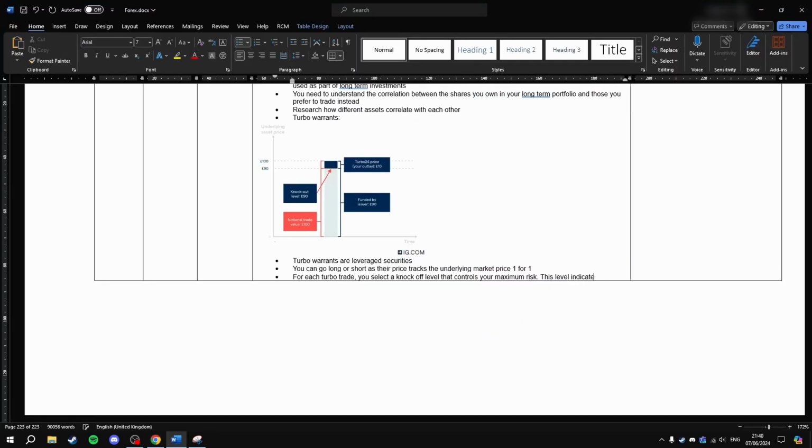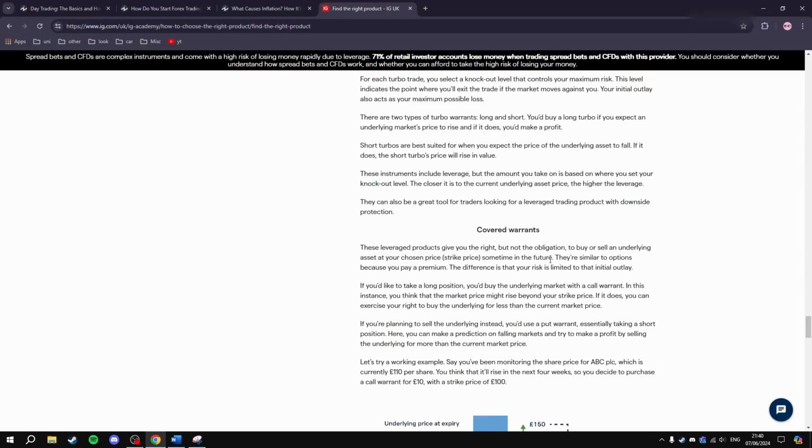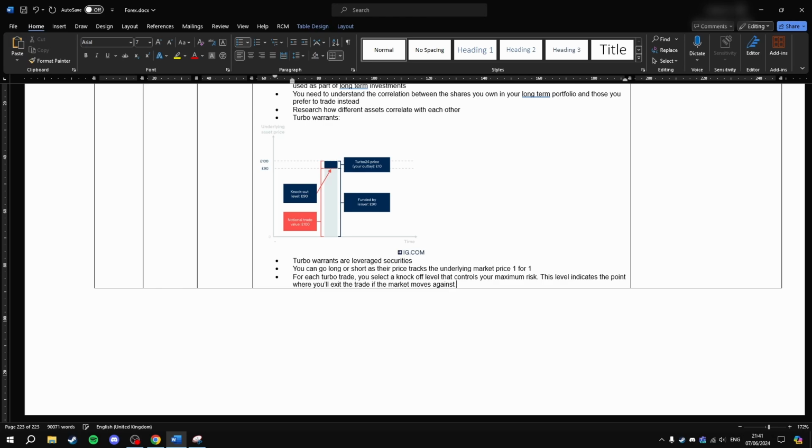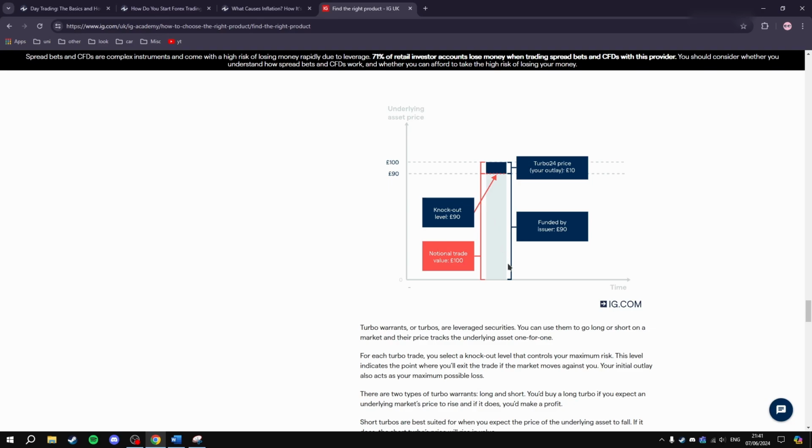This level indicates the point where you'll exit the trade if the market moves against you. Your initial outlay also acts as your maximum possible loss. Your initial outlay, so this is what you put in, right? This is the initial outlay. No, wait, your initial outlay is £10.